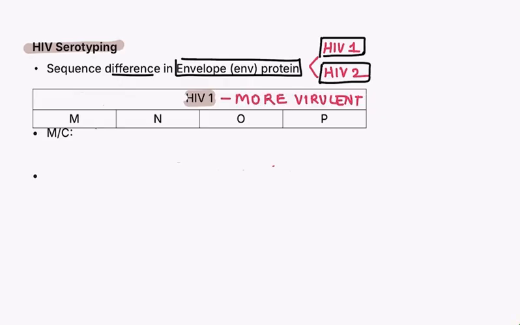Further, this is going to have 4 groups. What are those 4 groups? They are going in alphabetical order, that is M, N, O, P. And common sense, M being the first one, that is the most common that you find. So now you've understood that there is serotyping, that is going to be HIV 1 and 2, serotype 1 and 2. In that serotype, there are further groups.